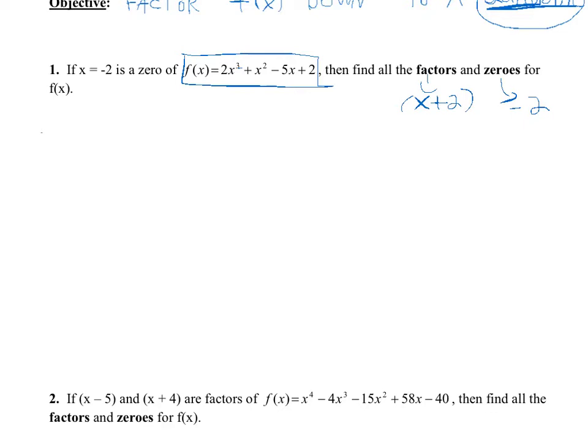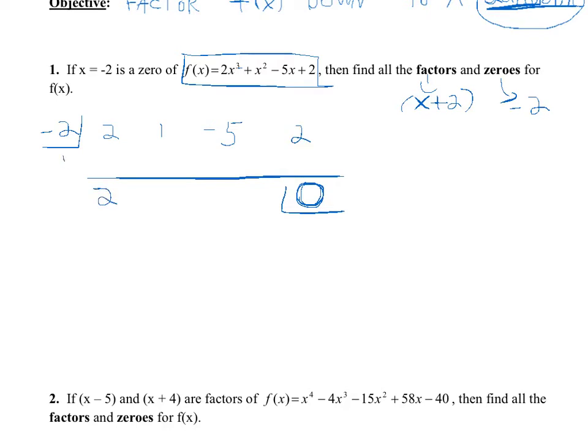So if -2 is a 0, I'm going to use synthetic division, put -2 up top. Then I put the coefficients for f of x: 2, 1, -5, and 2. Now, since it's a 0, I should get a 0 for a remainder. If I don't, then I made a mistake somewhere. Okay, so let's do the process of synthetic division.